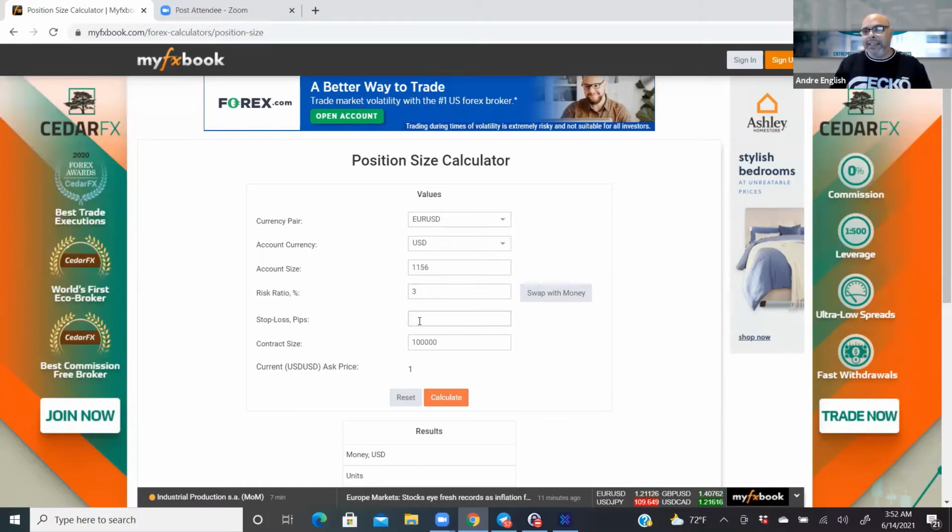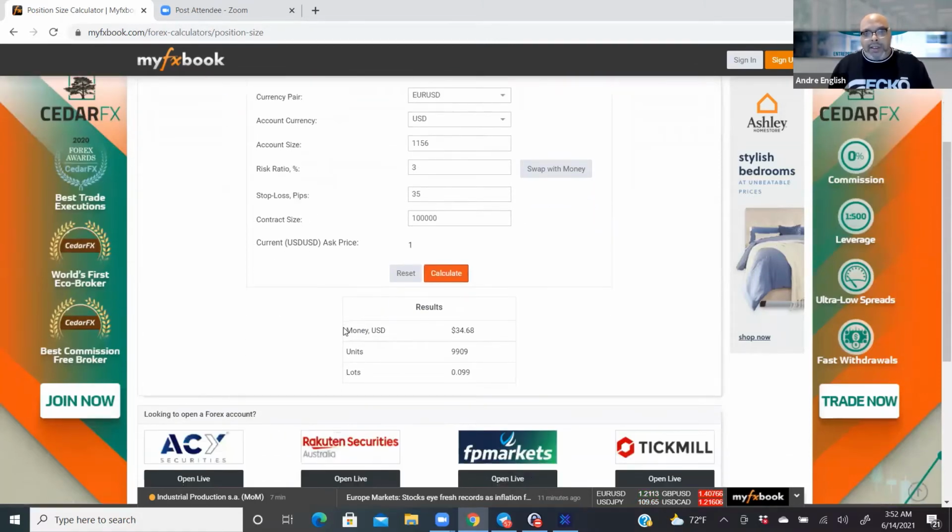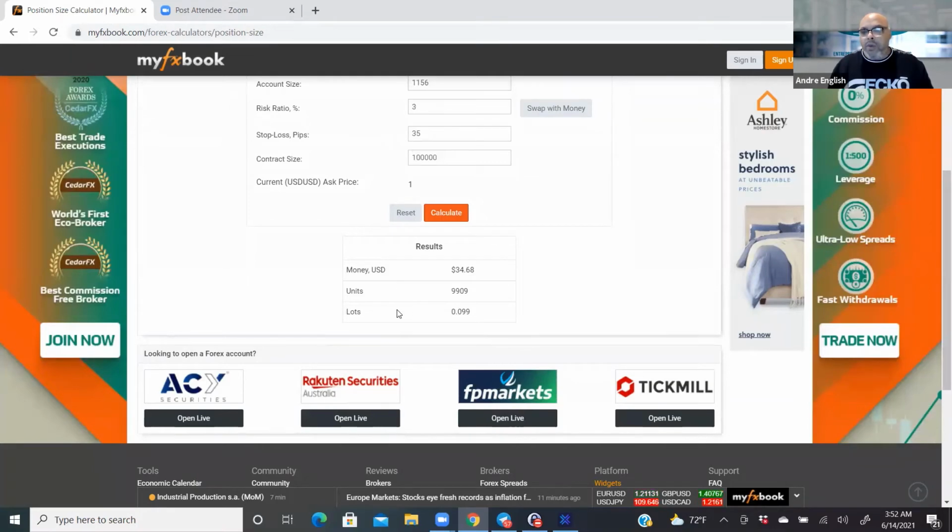And as we've analyzed this trade, let's just say our stop loss is 35 pips. So from where we want to enter the trade, where we're either putting our limit order or whatever it may be, we're looking at a stop loss of 35 pips. We go ahead and calculate that, and then all of a sudden it's telling us exactly what we can risk. So in this case, we would be risking $34.68, which means that our lot size that we should use on this trade is a 0.09. That is the lot size we should use to trade properly and effectively.